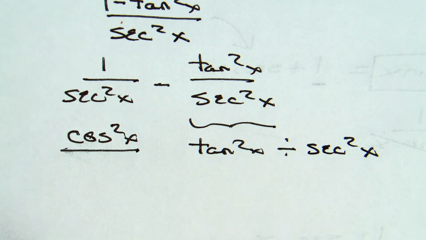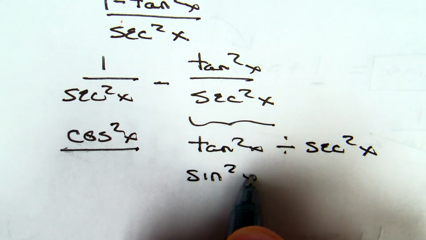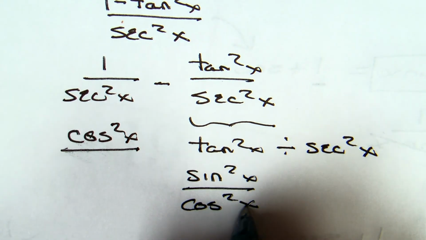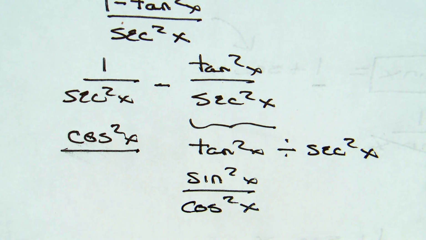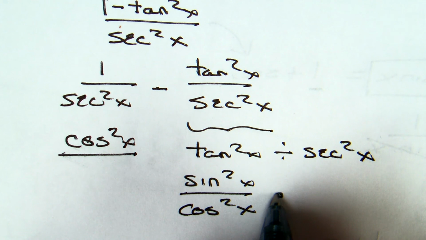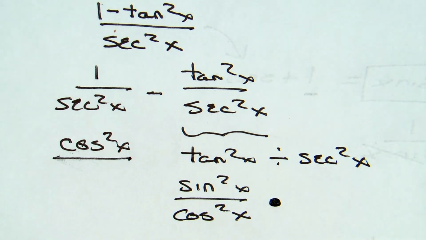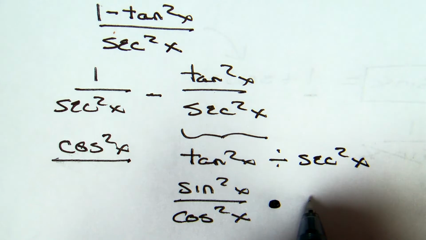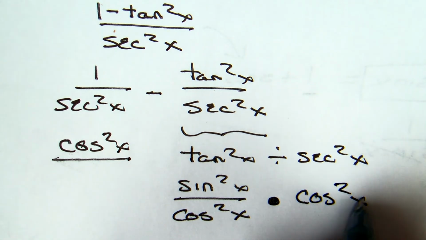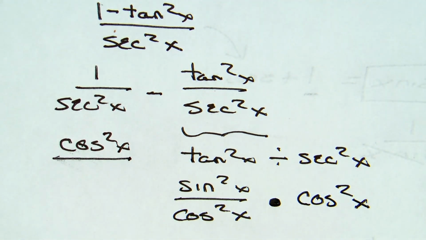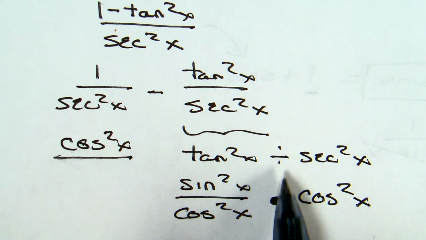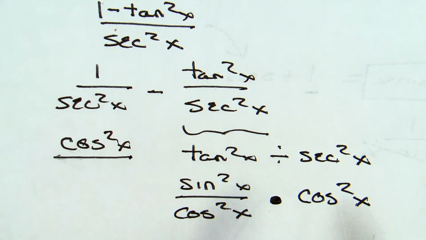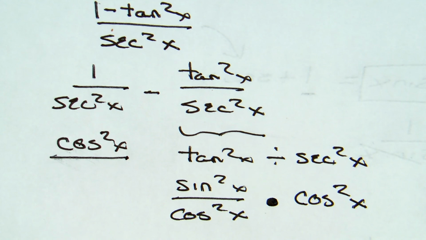Tangent squared by your quotient identities is sine squared x over cosine squared x. What am I going to turn the division into? When I divide fractions, division turns into multiplication. And then I do the inverse. The inverse of secant squared is cosine squared. Before moving forward, does everybody understand how division by secant squared x becomes multiplication by cosine squared x? I flip my sign, I flip my trig.